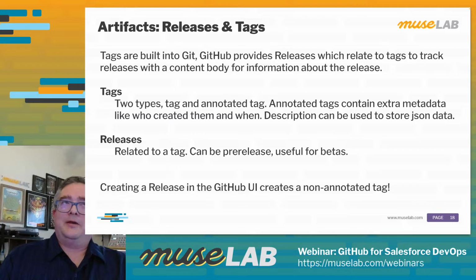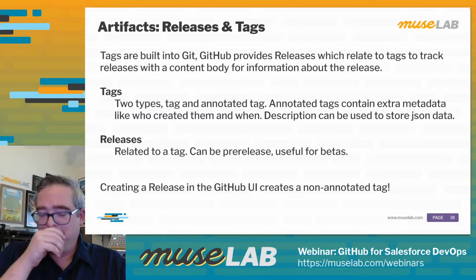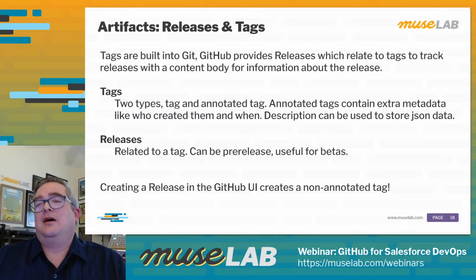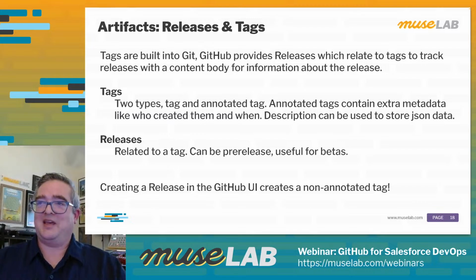So if you've done any packaging with SFDX, what you'll find is when you do releases, especially if you're building extension packages, you wind up having to edit the sfdx project.json file a lot to put in the package version IDs.